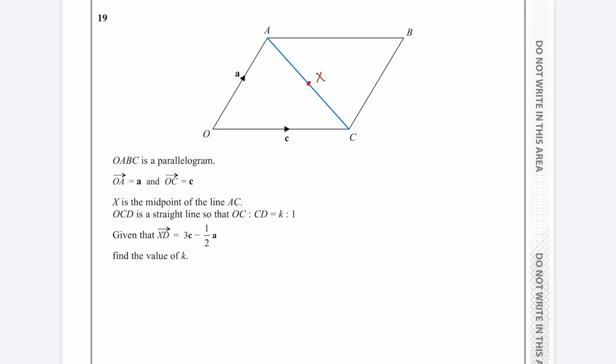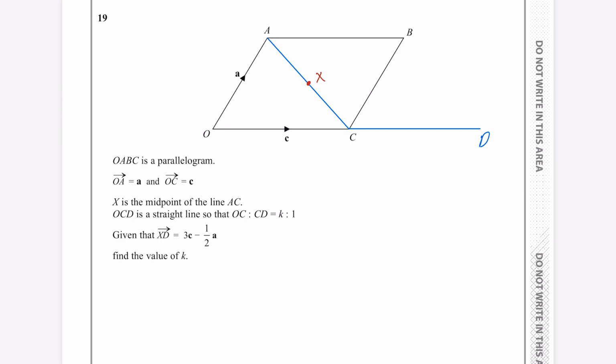OCD is a straight line. So D is not actually drawn on here at the minute, but it's saying O to C to D is a straight line. So let's just imagine D is some point down here, because it's told me it's a straight line, so that's D. And it's told me OC to CD is k to 1. Given that XD is 3c minus a half a, find the value of k.